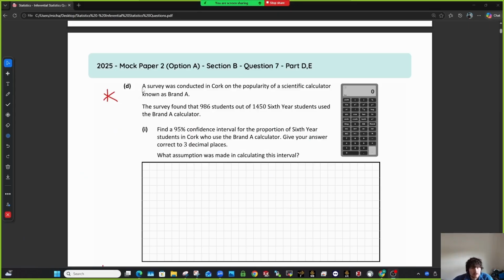Okay, so this is our next question here. It's, I think, from the same mock paper, 2025. A survey was conducted in Cork on the popularity of a certain calculator known as Brand A. The survey found this number of students out of this number of students use Brand A. So you can see there's probably a p hat going on there.